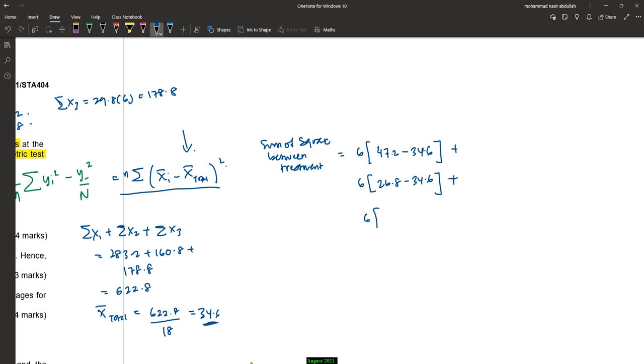and the last one is 6 multiply with 29.8 minus 34.6. So this one, how much did you all get? Oh, but don't forget, here we have square. So you need to square one by one. So that's why, if you see here it is negative, it will not be negative, everything will become positive. Because in the ANOVA table, there will be no negative value, only positive value.